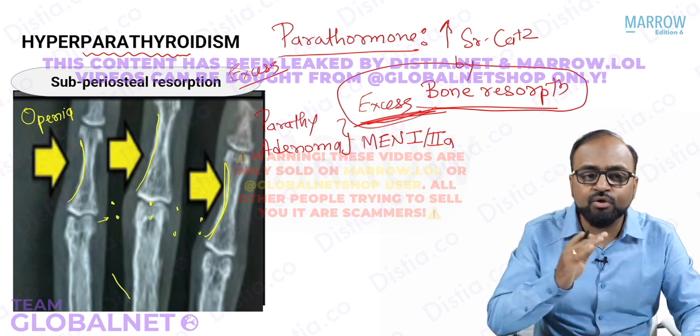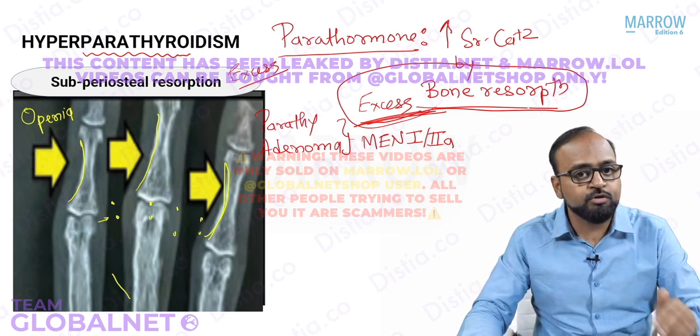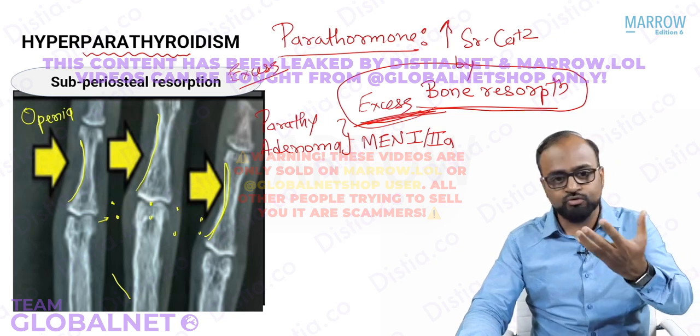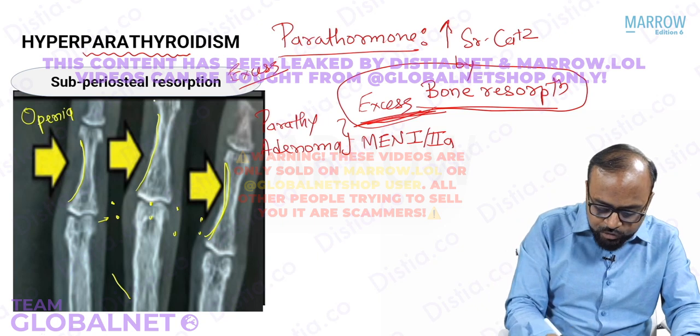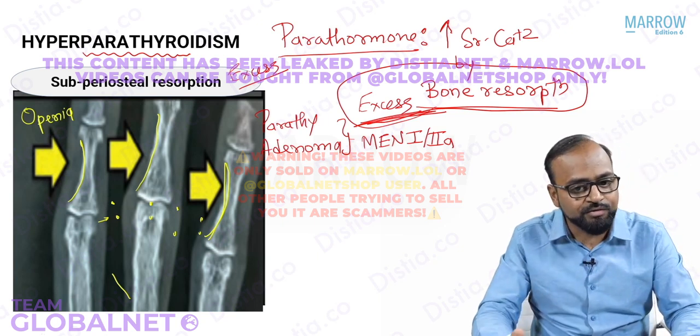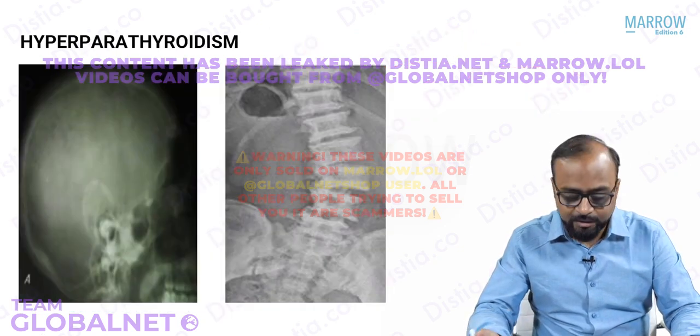This is a clincher of hyperparathyroidism. So we know that in hyperparathyroidism there is going to be excess bone resorption. When this happens in the subperiosteal location along the radial aspects of the short bones of the hands and feet, this is called subperiosteal resorption along the radial aspect, which is a clincher of hyperparathyroidism. There are various other clincher appearances that have also been described in the skull.